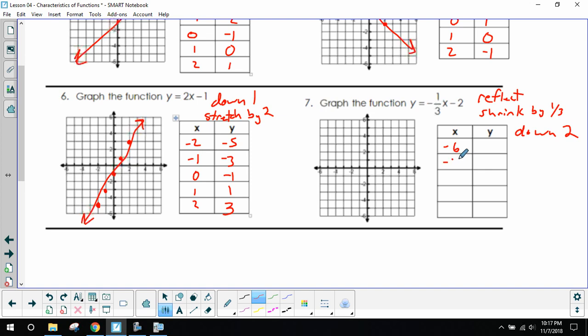I'm making this easier for myself. Again, 2 negatives make a positive. 6 divided by 3 is 2. 2 minus 2 is 0. -3, 2 negatives make a positive. 3 divided by 3 is 1. 1 minus 2 is a -1. 0 is just 0.